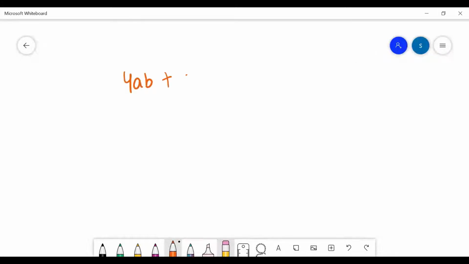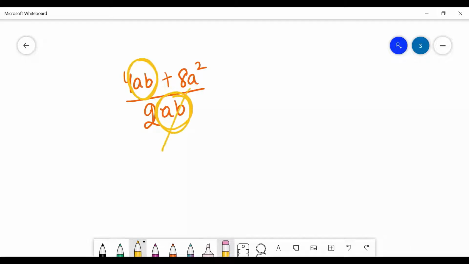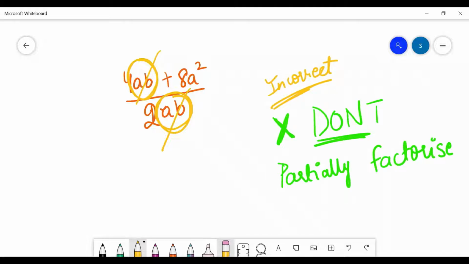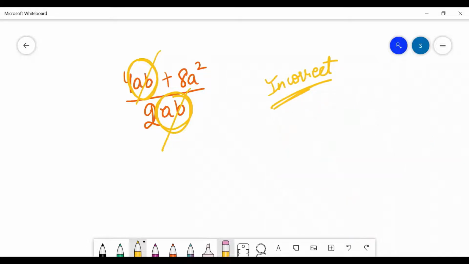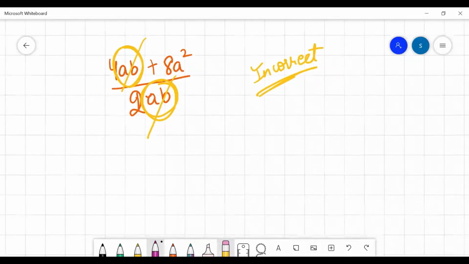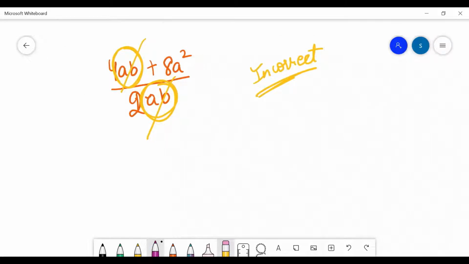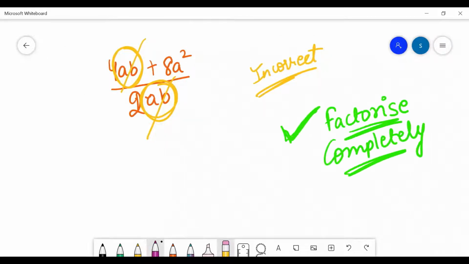So let's say you have 4ab plus 8a square divided by 2ab. Here the first instinct might be you see ab here in the numerator and ab here in the denominator and you might just want to cancel it. But that would give you an incorrect answer because you're partially factorizing here. That is not how you're supposed to simplify algebraic fractions. So instead, what you do here is take the common term, factorize the numerator completely.